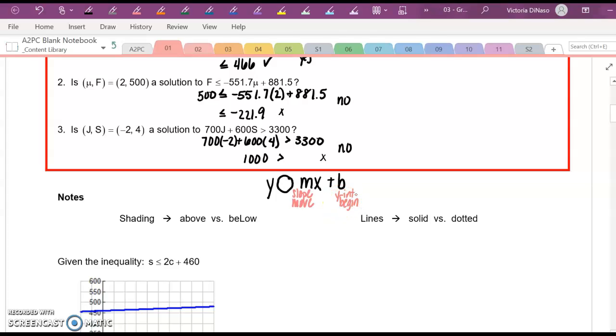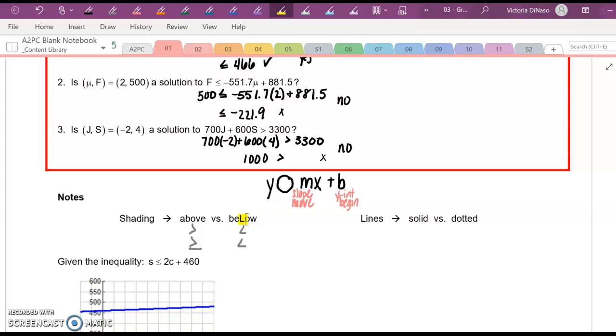So for shading, we're going to be taking a look at the inequality symbol. For above, it's when we have greater than or equal to. For below, we have less than or equal to. And if you check out the way that I wrote down the word below with that capital L, it kind of looks like the less than symbol. So this is a way that we can figure out when we're shading above or below.